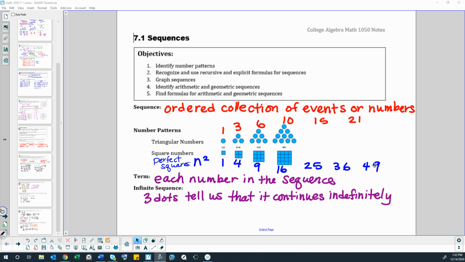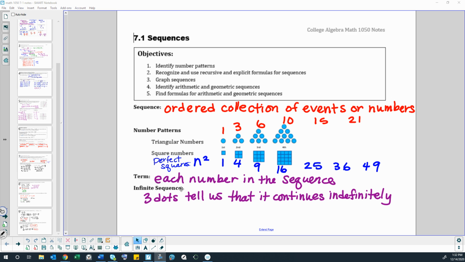Term. Term is the word we use to refer to each number in the sequence. So 1 is a term, 3 is a term, 6 is a term, 10 is a term, 15 is the next term, 21 is the next term after that. So this is the first, second, third, fourth, fifth, and sixth term number.